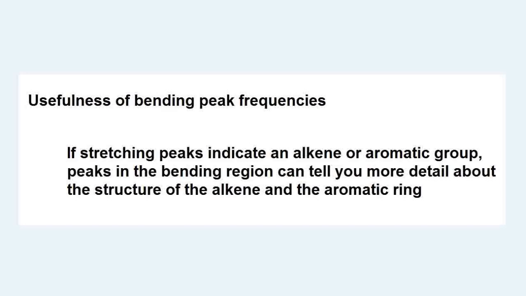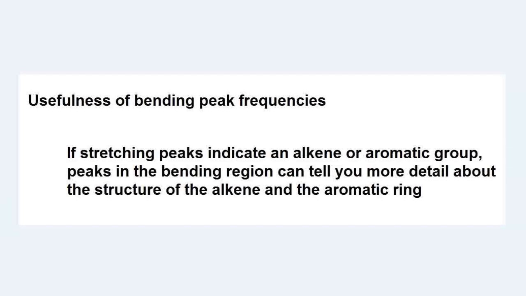Specifically, the alkene bending peaks, for example, will tell you if you have a cis isomer, a trans isomer, or if the double bond is at the end of the chain, and so forth. If you have an aromatic ring in your compound, bending peaks can tell you if you have a singly substituted aromatic ring or disubstituted, and what the possible pattern of disubstitution is.